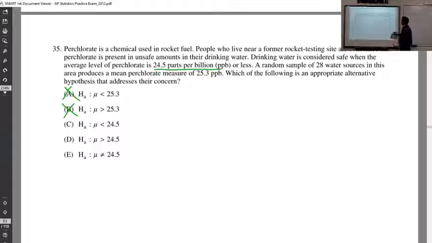And we are testing whether the drinking water is dangerous. We're concerned that it's unsafe levels. So if that's our concern, then we're looking at if 24.5 or less is safe, and we're testing whether it's unsafe, then our alternative should be that it's unsafe. In other words, that the mean is greater than the 24.5. So our answer there is D.